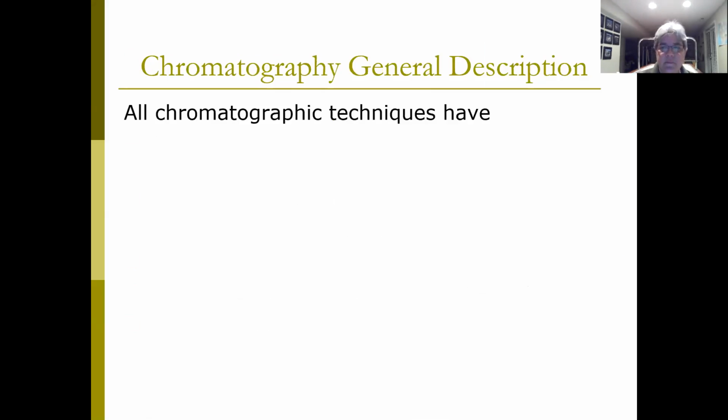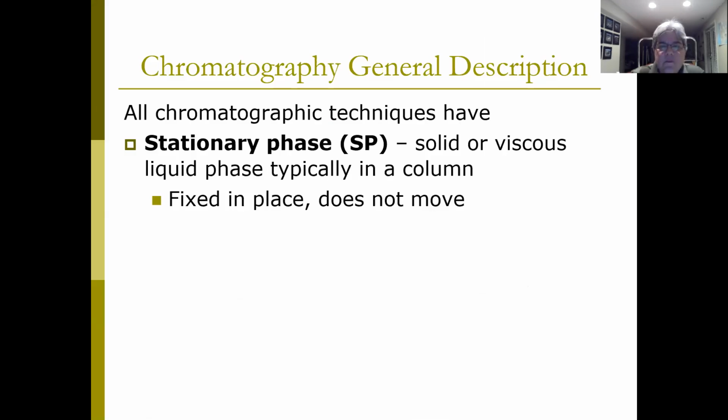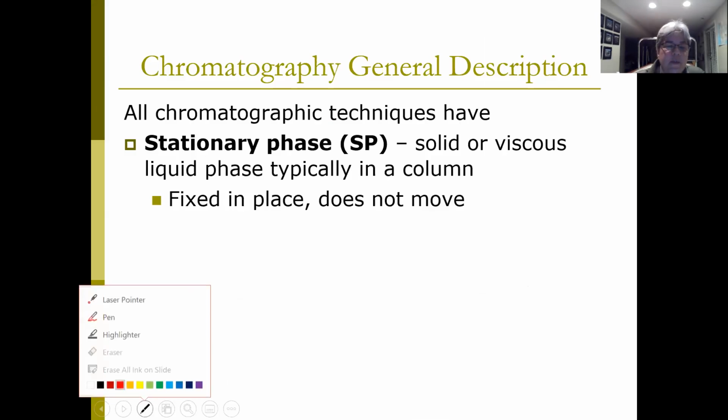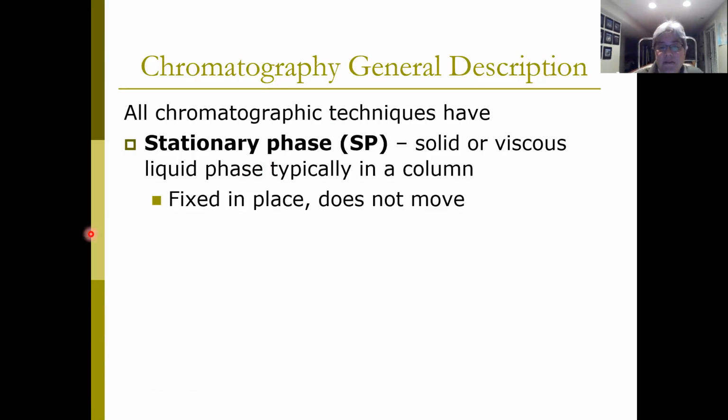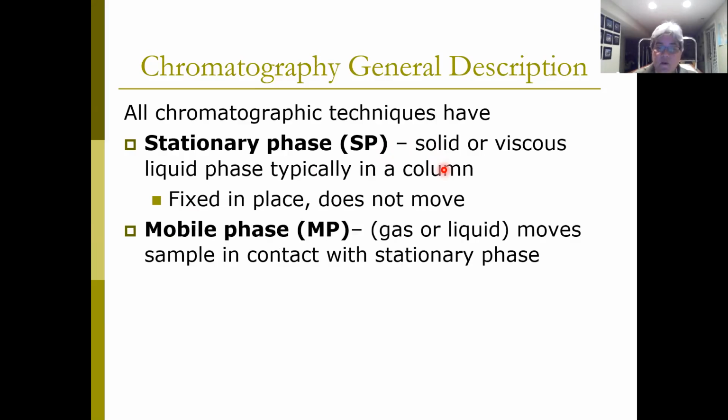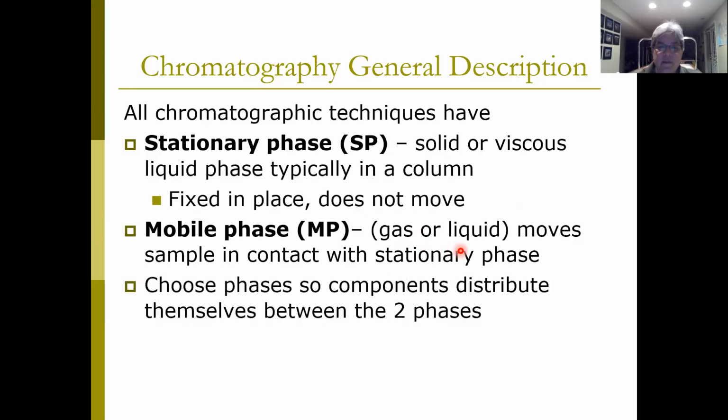Okay, so generally, these chromatographic methods have 2 parts. The first part is what we call a stationary phase. This word stationary means it doesn't move, it stays in one place. Usually the stationary phase is either a solid or a liquid that they've stuck onto a solid. And then the other part is what's called the mobile phase. The mobile phase can be either a gas or a liquid. The mobile phase moves through the stationary phase and comes in contact with it.